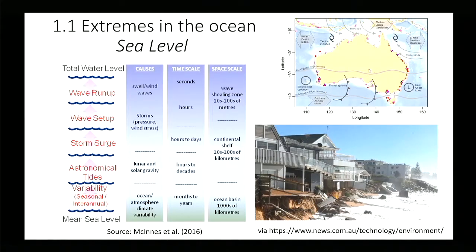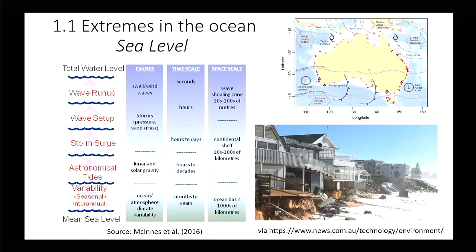So firstly, extremes in the ocean. I think probably the main extreme that we really understand in the ocean is sea level. And sea level extremes, I guess we're familiar with. You go to sea, there's big waves. You go to the coast and we have inundation like what we see here at Collaroy.